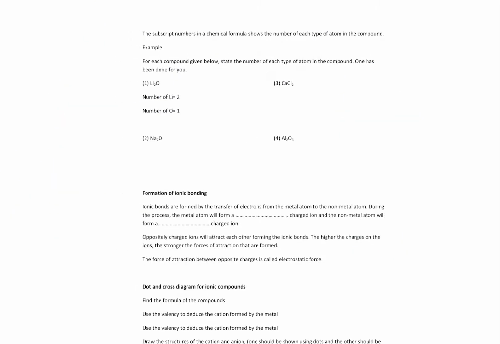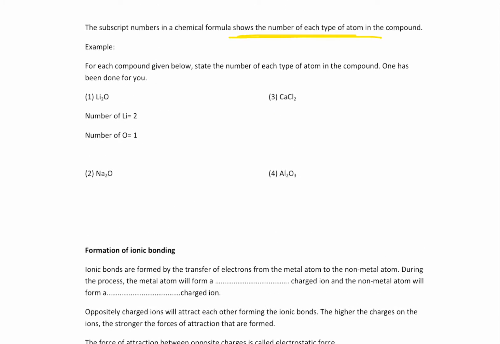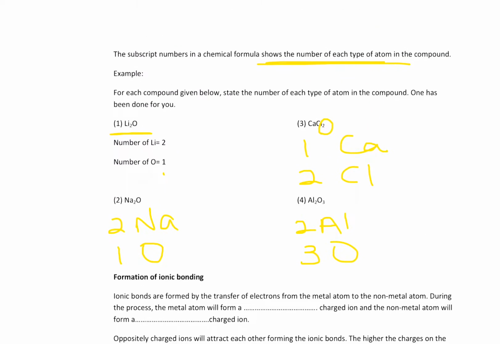Now, the subscript number in a formula shows how many of that type of atom we have. For example, if you have Li2O, it means there are 2 lithium and 1 oxygen. Here, it means there are 2 Na and 1 oxygen. Here it means there is 1 Ca and 2 Cl. So the subscript number means how many of that atom you have. Here you have 2 aluminium and 3 oxygen in that compound.